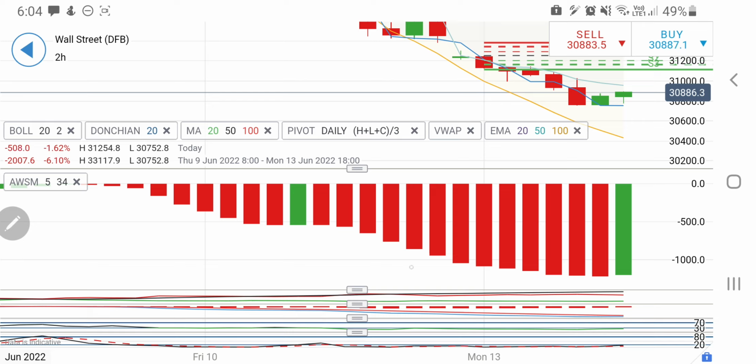If you look at the awesome oscillator, it is trading with a negative bias. It is trading below minus 1000 levels. Yes, we have to expect that it can try to diminish and it can try to trade in green.